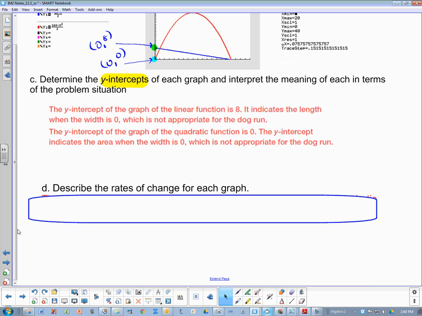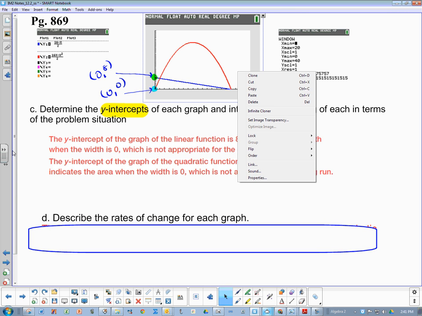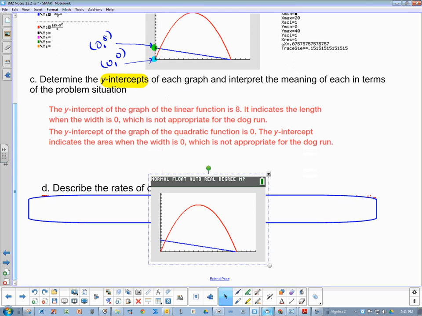Let's move down. Part D. Describe the rates of change for each graph. Oh boy, this is a little difficult. I need to pull this picture down, so I'm going to just go ahead and clone this. All right, there we go. We've got a copy of it. Let's bring it down.